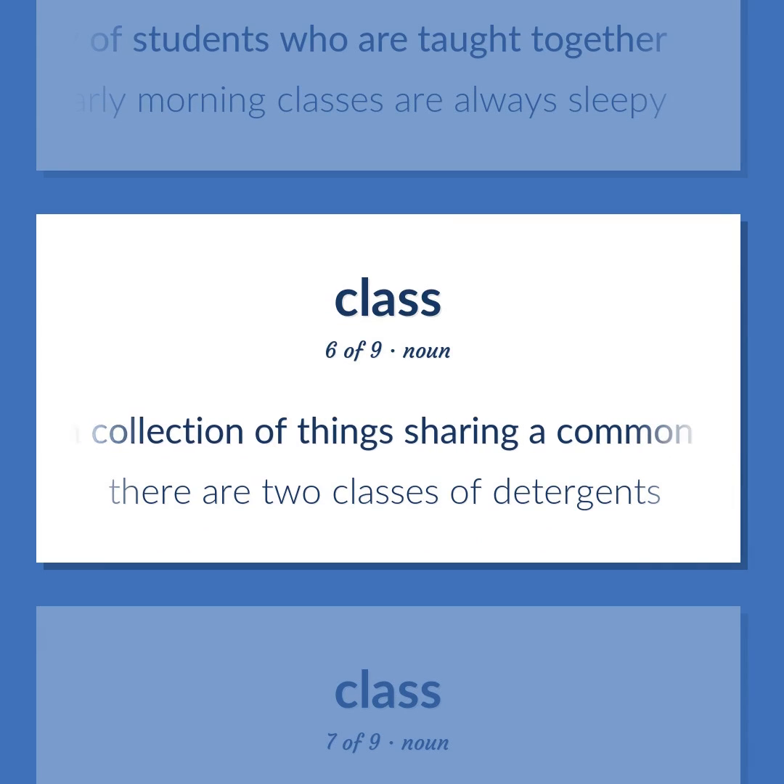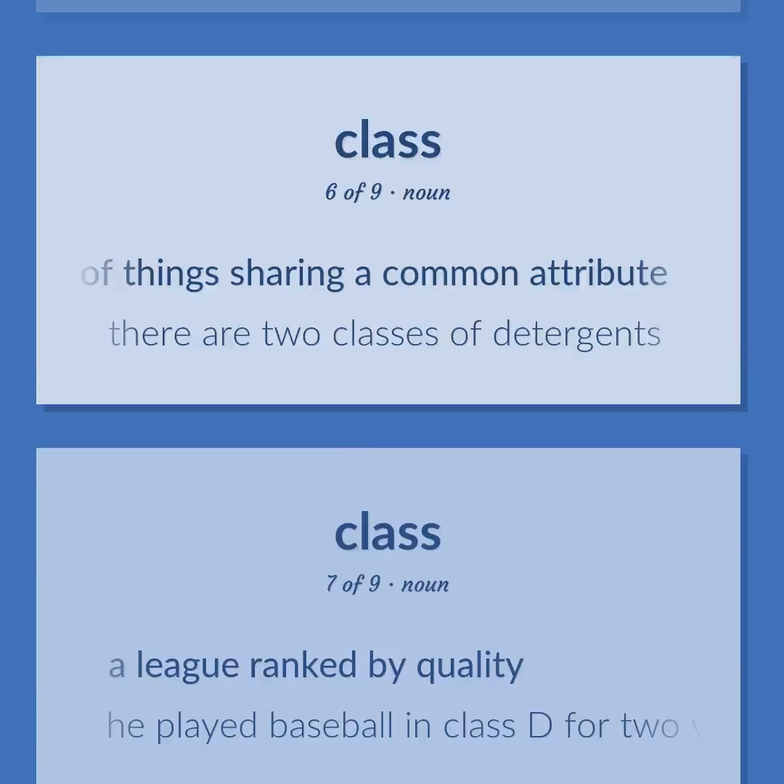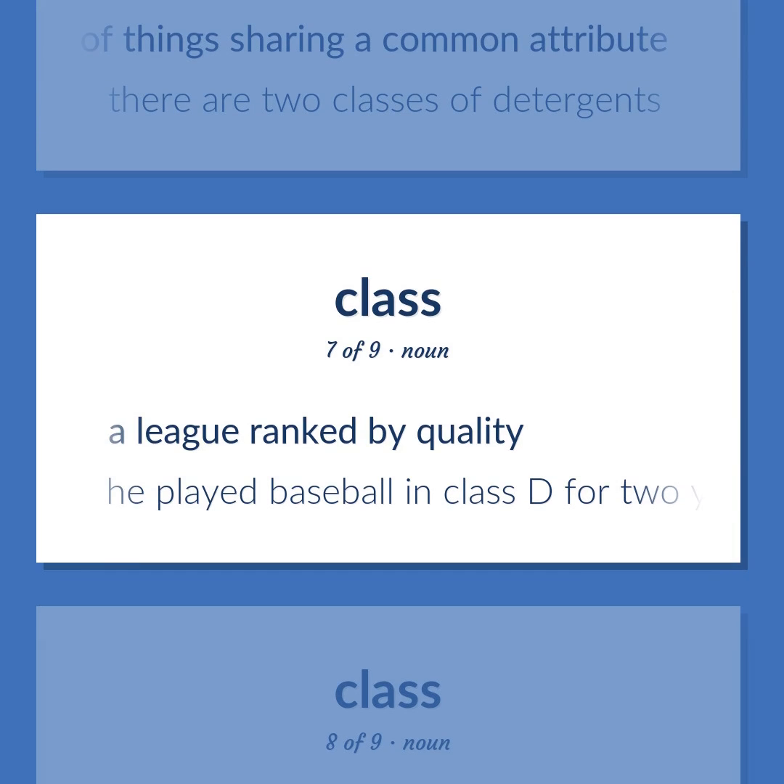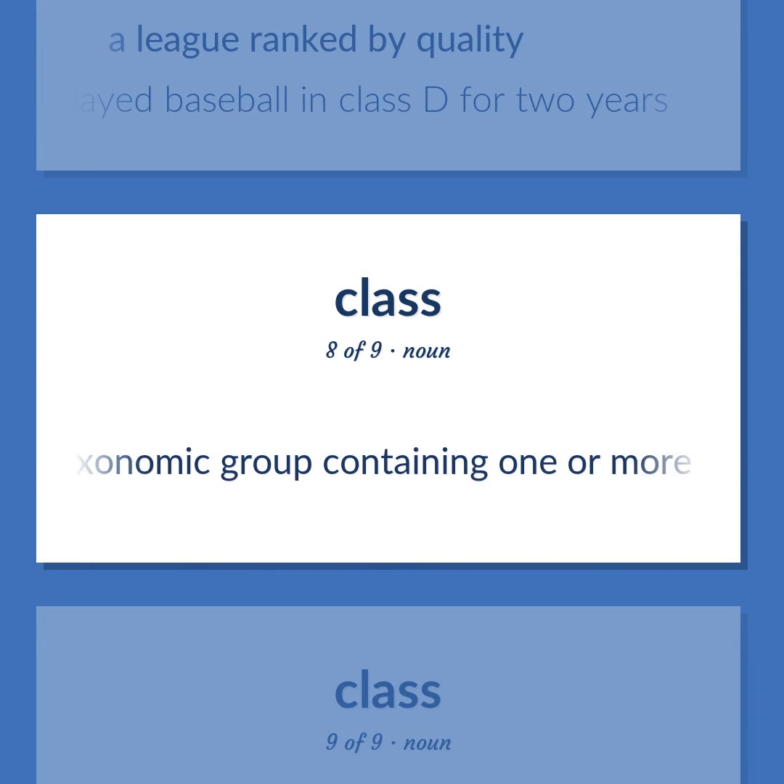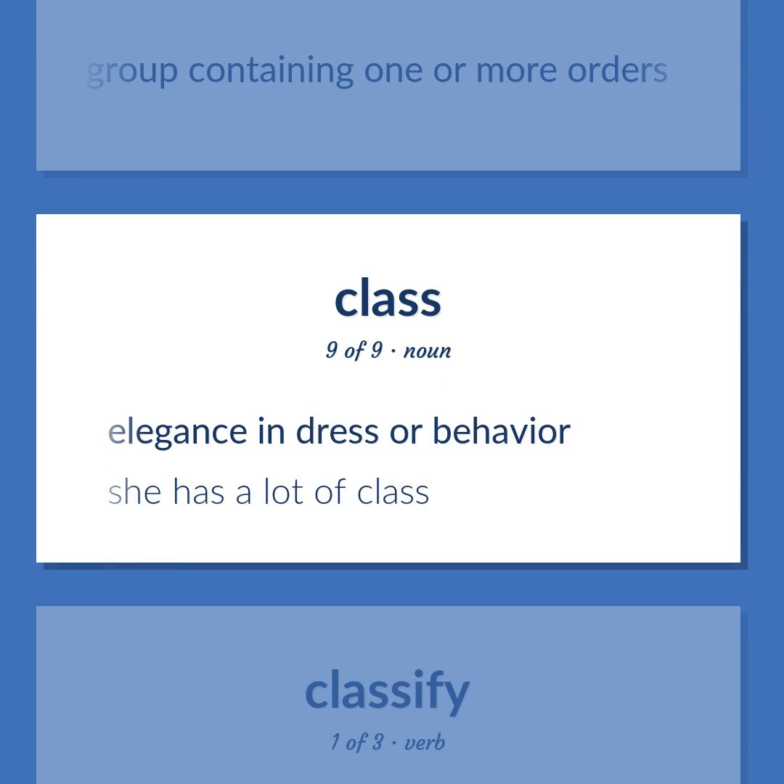A collection of things sharing a common attribute. There are two classes of detergents. A league ranked by quality. He played baseball in Class D for 2 years. Biology, a taxonomic group containing one or more orders. Elegance in dress or behavior. She has a lot of class.